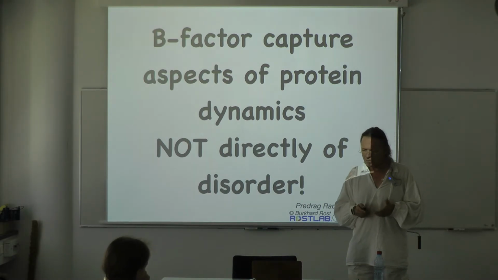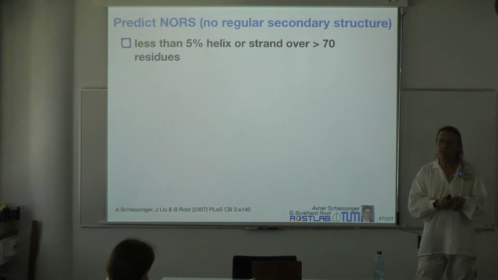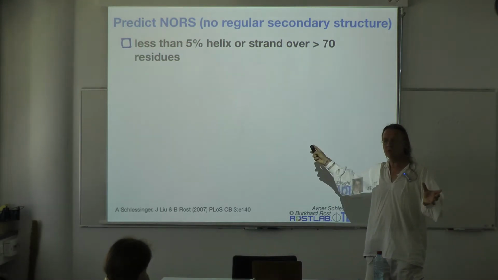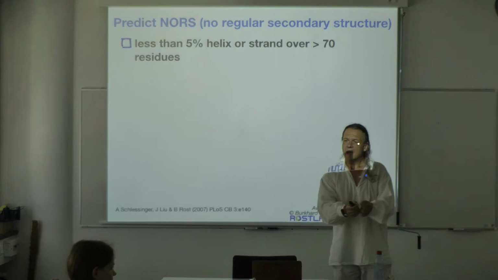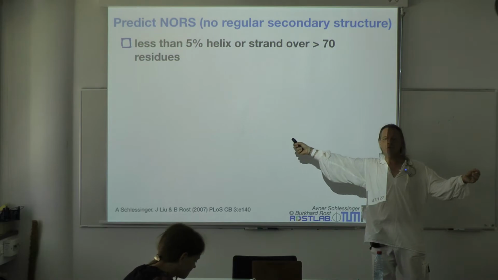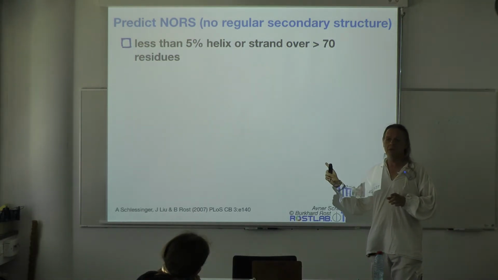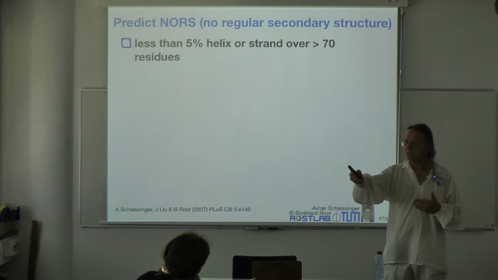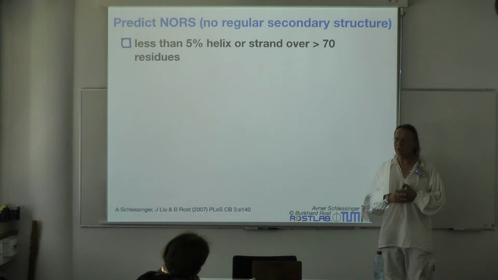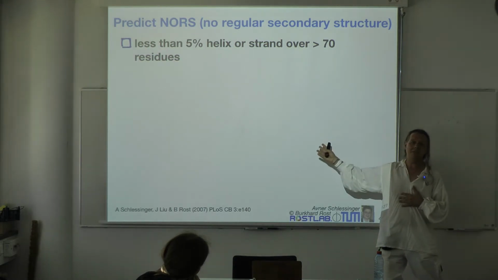And the other method, going back to what I showed you before, is the method of 5% helix strand in 70 residues. So you simply use the secondary structure prediction method. You ask, do you predict less than 5% alpha helix and beta strand over 70 consecutive residues? If so, you call it disorder. Now that method is very, very accurate. Whatever it finds, and I will get back to that in a moment, is established as disordered. The problem is that many proteins that we consider to be disordered are missed.